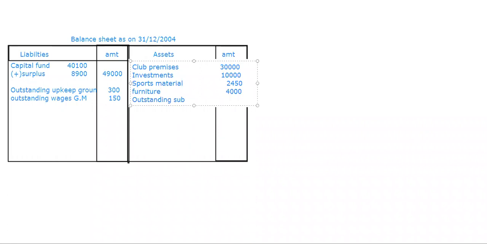So outstanding subscriptions of last year is 500, and outstanding interest on investments is 100. And then from receipts and payments we get cash in hand.